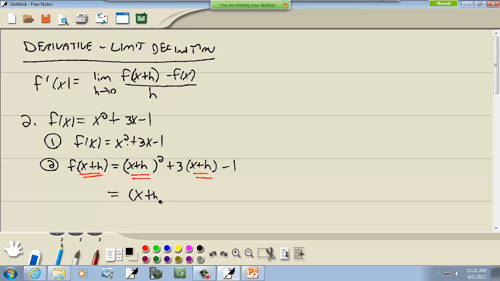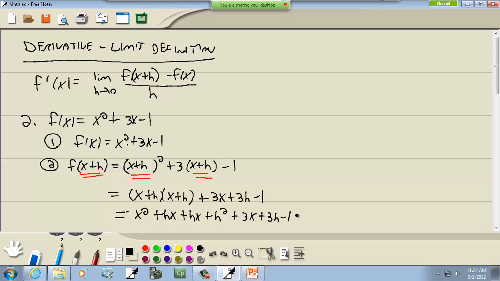Now, x plus h squared, we have to rewrite as x plus h times x plus h. If everything's multiplication or division inside your parentheses, you can raise everything to the power. If you got a plus or minus, you have to write it like this. 3 times x is 3x, 3 times h is 3h, minus 1. X times x is x squared, x times h is hx, h times x is hx, and h times h is h squared, plus 3x plus 3h, minus 1.